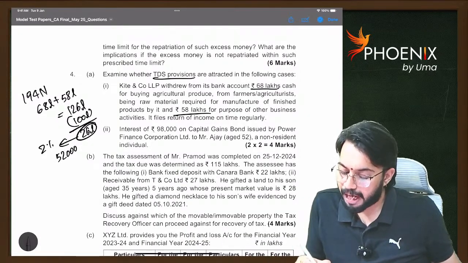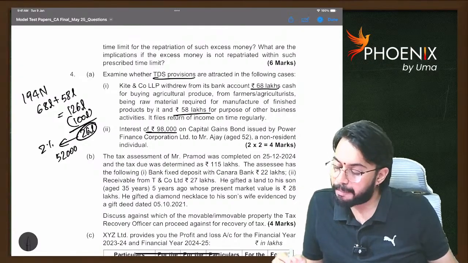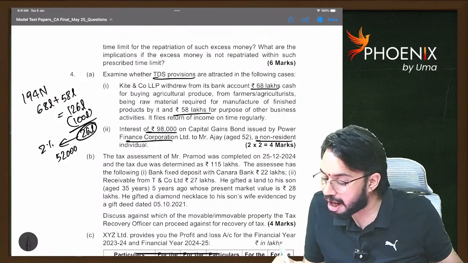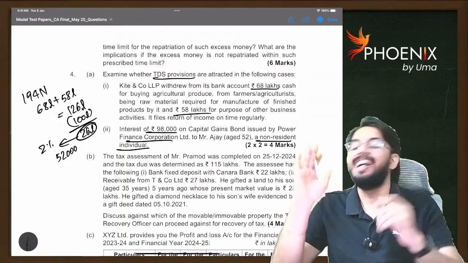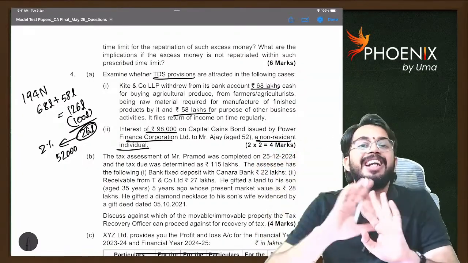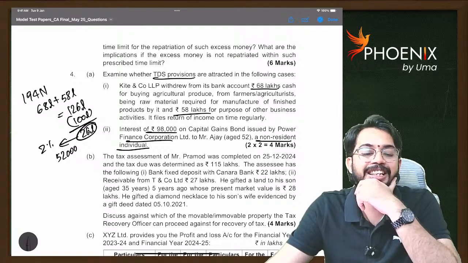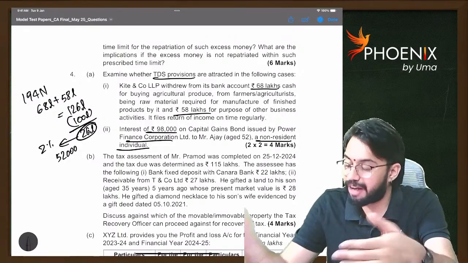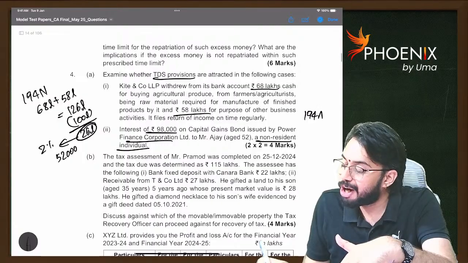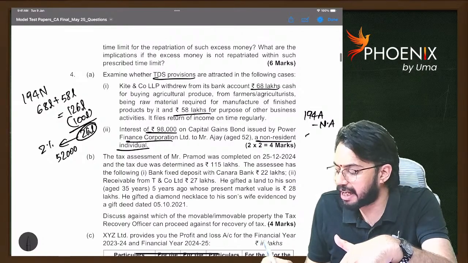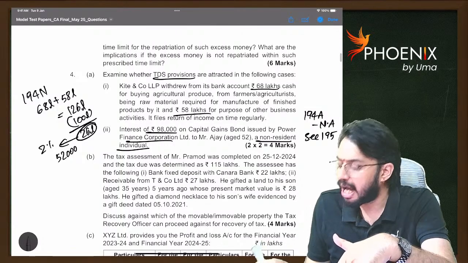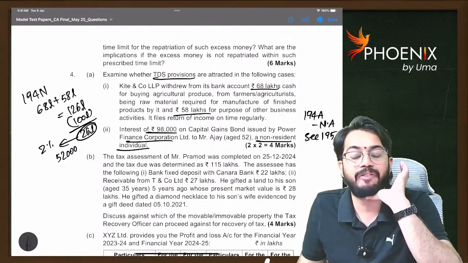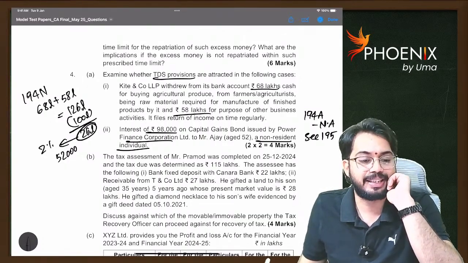Next, interest of 98,000 on capital gain bonds issued by Power Finance Corporation to Mr. Ajay, a non-resident individual. If he is a resident individual, TDS is not required to be deducted under section 194A. As he is a non-resident individual, 194A is not applicable. In this case, section 195 is applicable. Are you able to understand? So TDS will be deducted as per section 195 at normal tax rate.